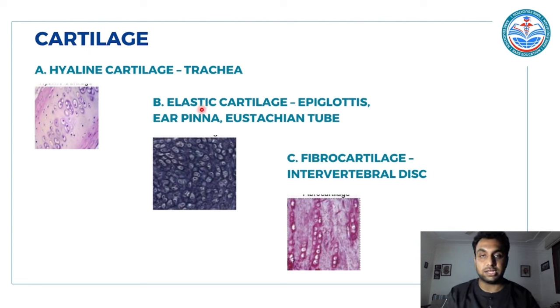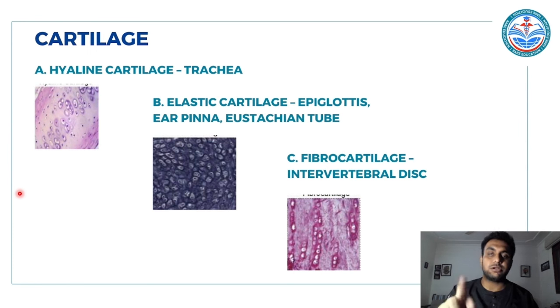Now, if you see this image, you will see that there are different cartilages: hyaline cartilage, elastic cartilage, and fibrocartilage. Hyaline cartilage is the clear, crystal cartilage. It is crystal clear. See, there are very few cells. It is almost white. Hyaline means crystal clear. It is mostly found in the trachea.